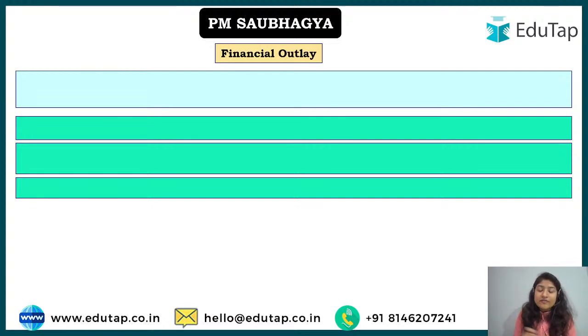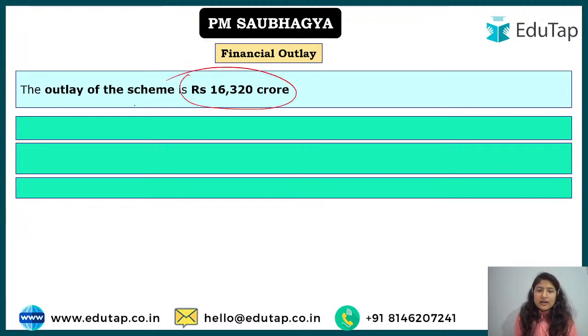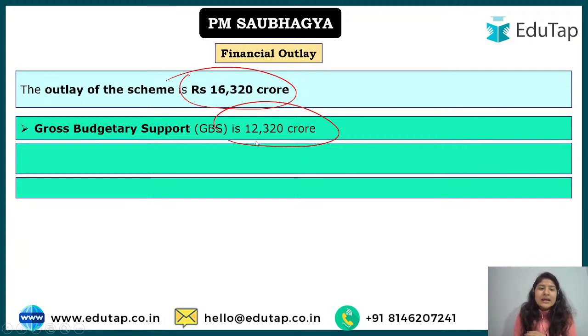Now let's understand the financial outlay, how it will be given. The outlay of the scheme was 16,320 crore. But in that, the gross budgetary support was 12,320 crore. What does it mean? This was the total outlay, but the central government assistance will be 12,320 crore rupees. The rest can be contributed by the state government and the discoms as well. That we will understand in the next slide, how this distribution of money will be. But here you have to understand the total outlay was 16,320 crore.